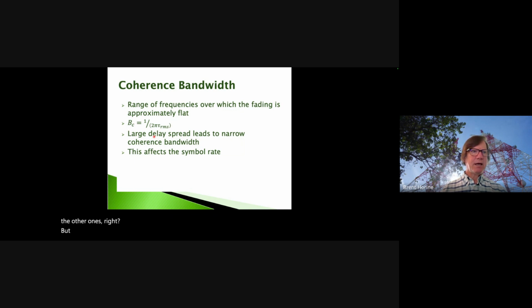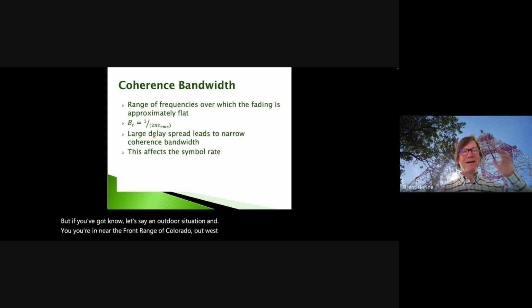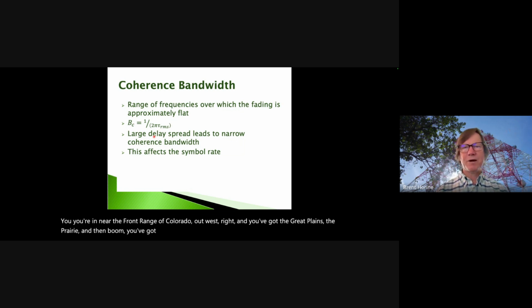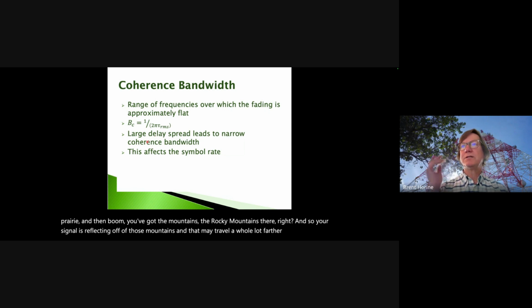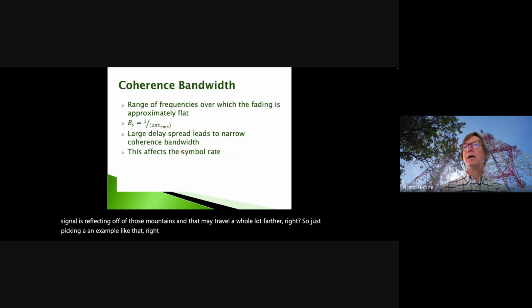But if you've got, let's say, an outdoor situation and you're near the Front Range of Colorado out west, right? You've got the Great Plains, the prairie, and then boom, you've got the Rocky Mountains there, right? And so your signal is reflecting off of those mountains, and that may travel a whole lot farther, right? So just picking an example like that. So ultimately, as we explained in the previous slide, this is affecting the symbol rate.